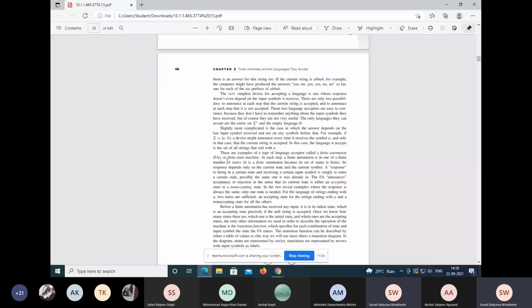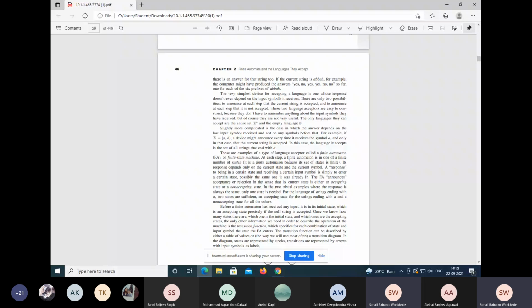Check this paragraph. There are examples of a type of language acceptor, as it is given in the definition that a computer acts as a language acceptor. So there are some examples over here. These were the examples of a type of language acceptors called a finite automaton or finite state machine. So your finite automaton or finite state machine is a language acceptor. Just remember this one word. What do you mean by FSM, or finite state machine? It is a language acceptor.